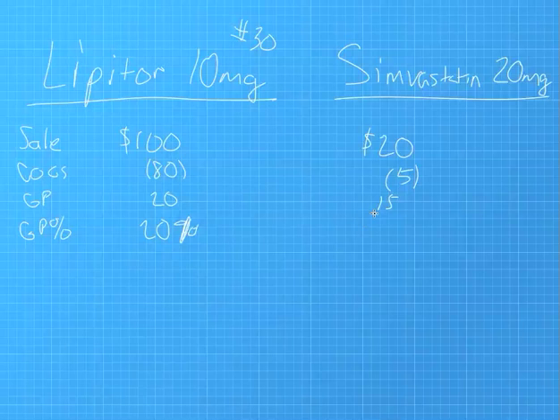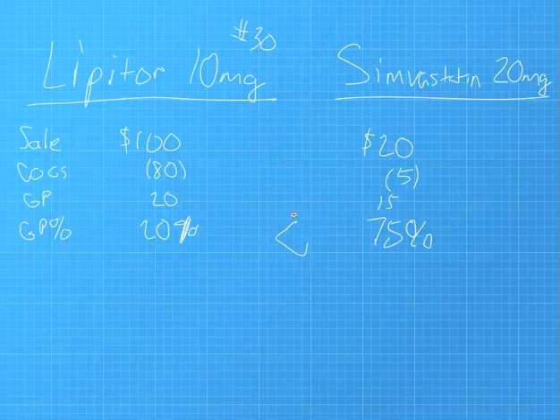And then your gross profit percent, again, we're going to take our 15 divided by the 20, which is 0.75 times 100, will give us 75%. So 75% gross profit percentage. Now, what's interesting is that if you look at these two problems and you're just looking at percents, you're thinking, gee, gross profit wise, that's great for the pharmacy.